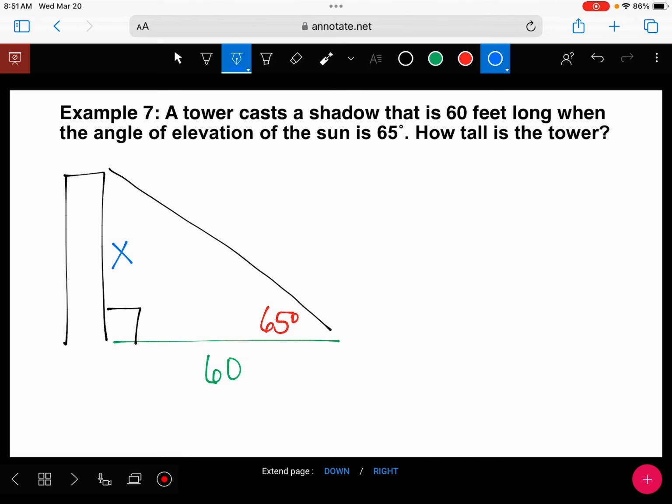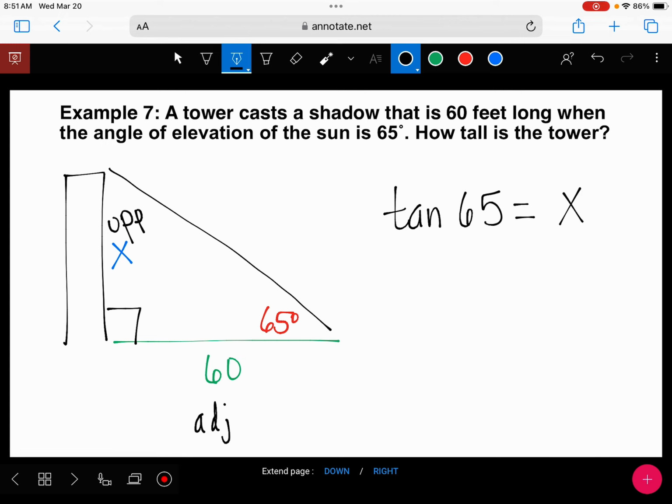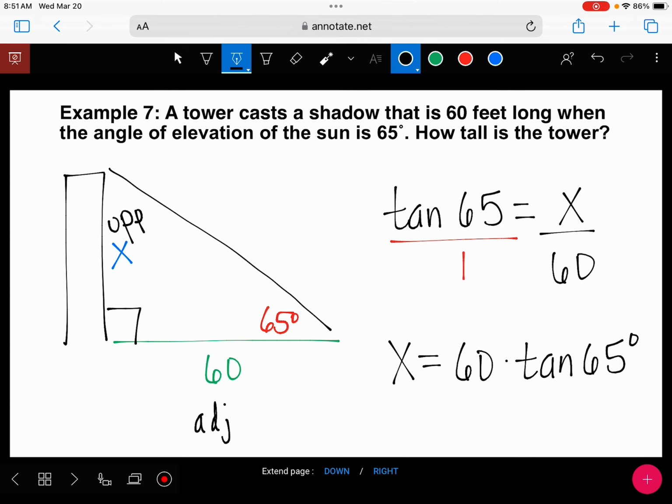What trig ratio can I use? Raise your hand if you think it's sine. Who says cosine? Who says tangent? It is tangent because 60 is what? Is that opposite or adjacent to that 65? Adjacent. The tower is opposite. So to solve this, we would have the tangent of 65 degrees equals opposite over adjacent. Remember, you cross multiply. So x equals 60 times the tangent of 65. Go ahead and type that in your calculator.